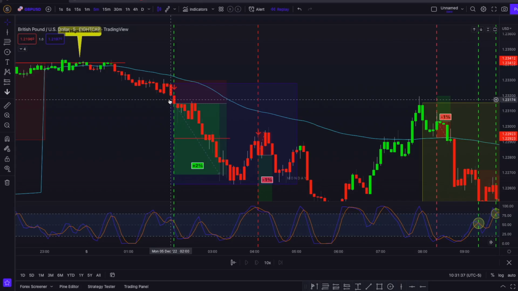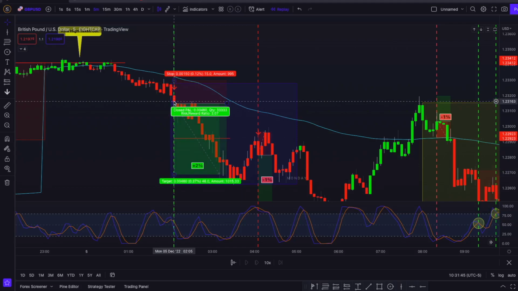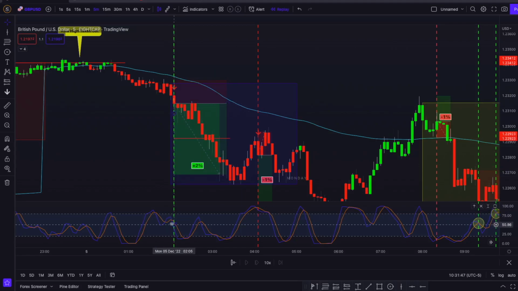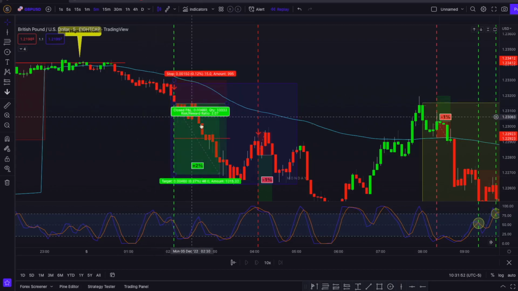So right here at the beginning of the London kill zone at 2 AM New York local time, we saw that our stochastic RSI did not cross over yet at this candle close. So I waited patiently for one more candle. At 2:05 we had a confirmed bearish crossover above the 50 level. The Scalper Pro was colored in red.